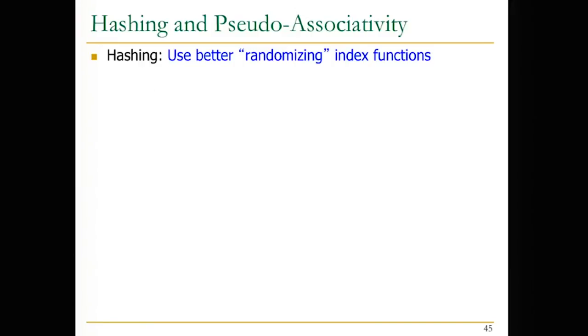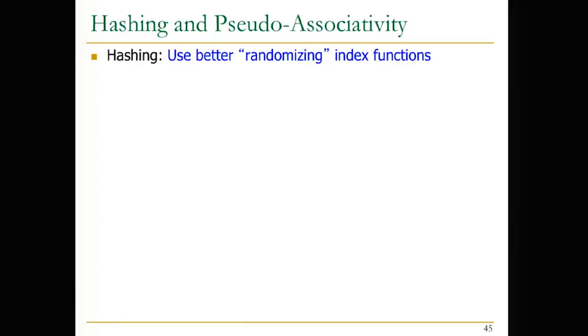OK, so the second technique to get better performance, better hit rate, without adding more associativity. The idea is, remember when we talked about indexing the cache, you take some bits of the address to index the cache, right? Instead of taking those bits directly, why don't we have a hash function to randomize those bits? This way you can get rid of the bad conflicts.